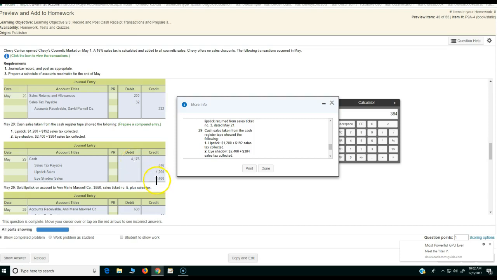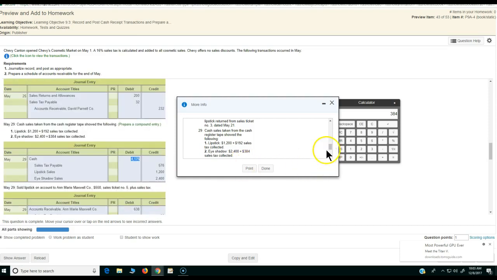Again, the two sales ticket totals and the sales tax collected. So we take those three amounts collected, 1,200 plus 2,400 plus 576, equals a total in our cash register of $4,176, which we add to our cash account by journal, and then of course into the ledger. All of these transactions need to get posted to the ledger.